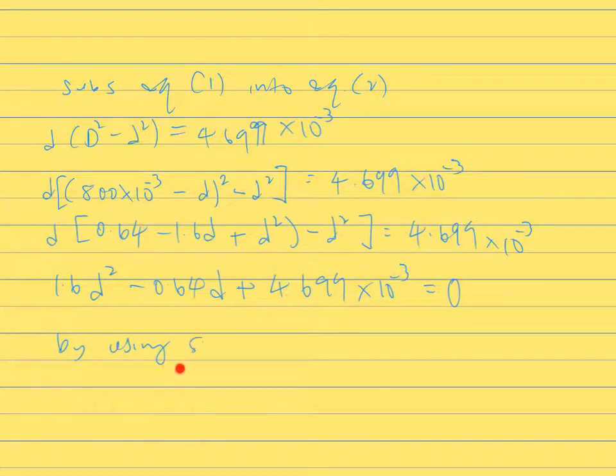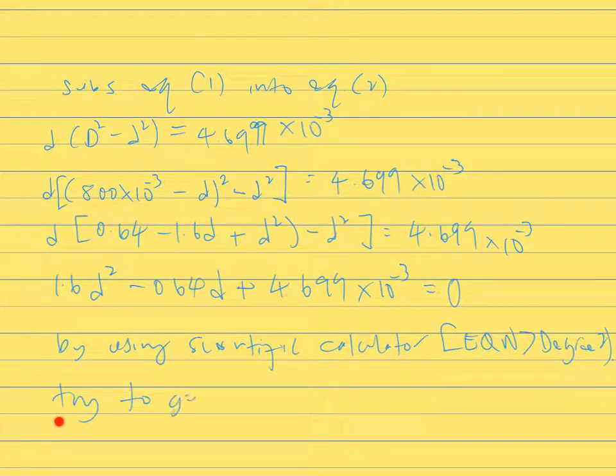So by using the scientific calculator, by the equation EQN for degree 2, we can determine the value for the inner diameter D. From the scientific calculator, we found that there are two values of the inner diameter D, the first one is 392.518 millimeter, and the second one is 7.482 millimeter. From these two values, we need to choose one.